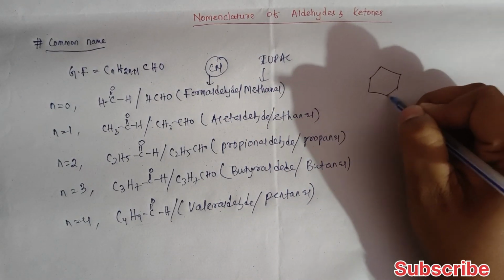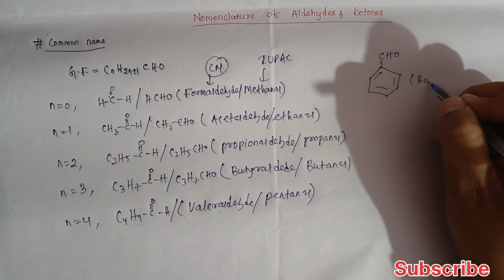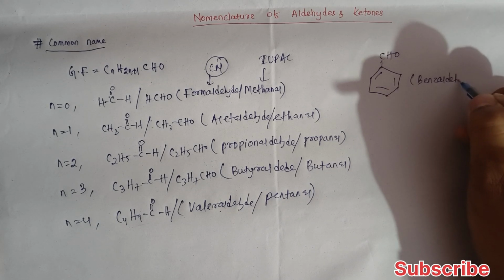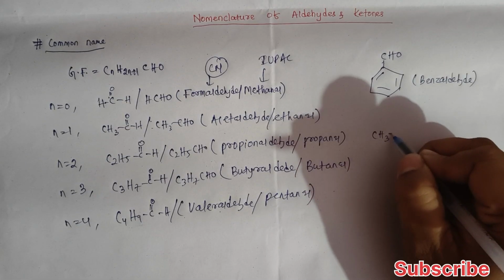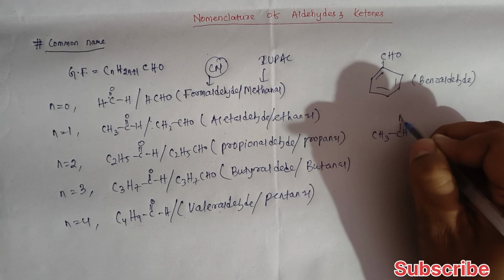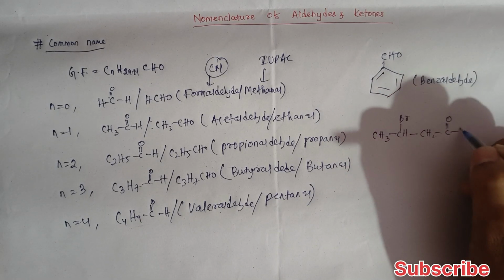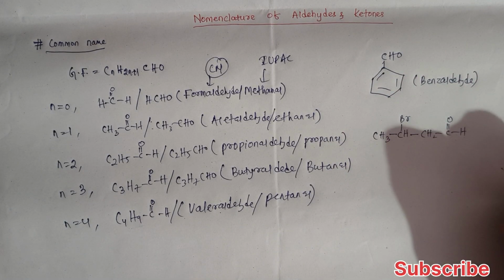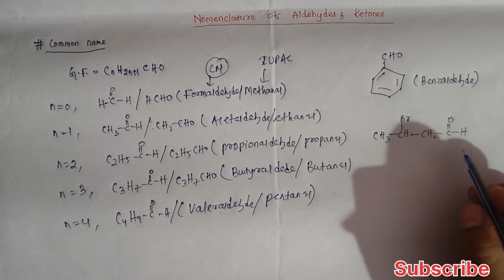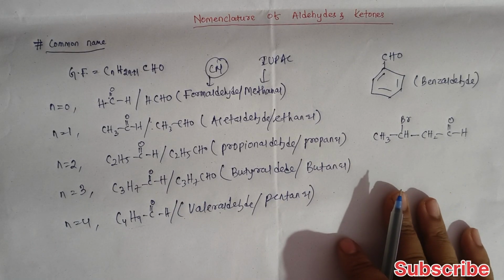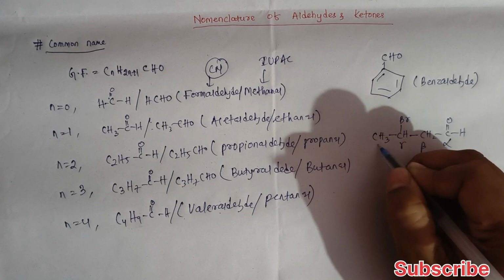If I attach a CHO group to a benzene ring, this is called benzaldehyde. Clear? Like this, if I write CHBr CH2 C double bond O H. Clear? Now if you count, in common name we have to write alpha, beta, gamma, delta. So this is alpha, this is beta, this is gamma, this is delta.